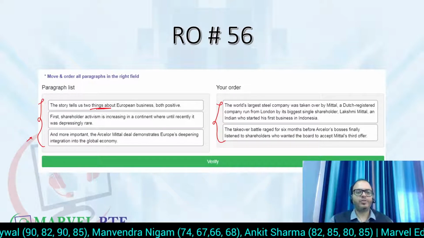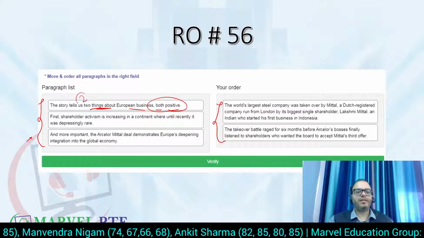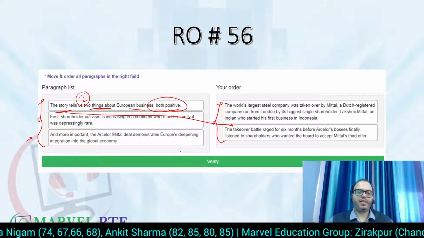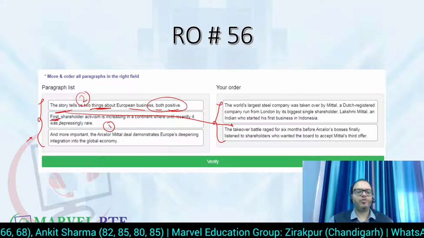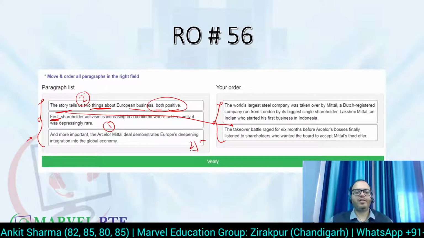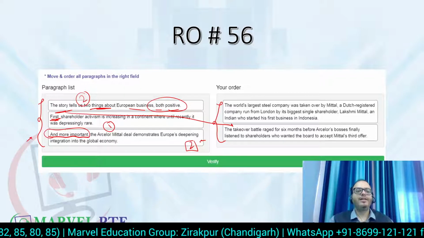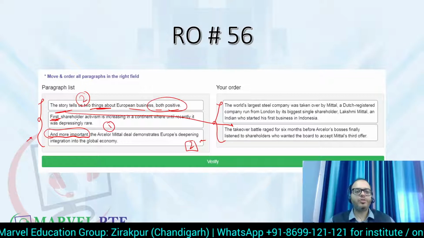अब the story tells us two things about European business, both positive. दो चीजें बताती है स्टोरी. कौन सी? द स्टोरी कौन सी? ये टेक ओवर बैटल वाली स्टोरी. ओके, कौन सी? फर्स्ट थिंग ये है. ओके, द फर्स्ट से तो वैसे क्लियर हो रहा है और अब एक ही लाइन बची हुई है तो सेकंड थिंग ये होने वाली है. और वैसे भी एंड मोर इंपॉर्टेंट लिखा हुआ है. इट मीन्स दैट कुछ चीज के बारे में बात हो रही होगी जिसके बारे में पहले बात हो चुकी है.